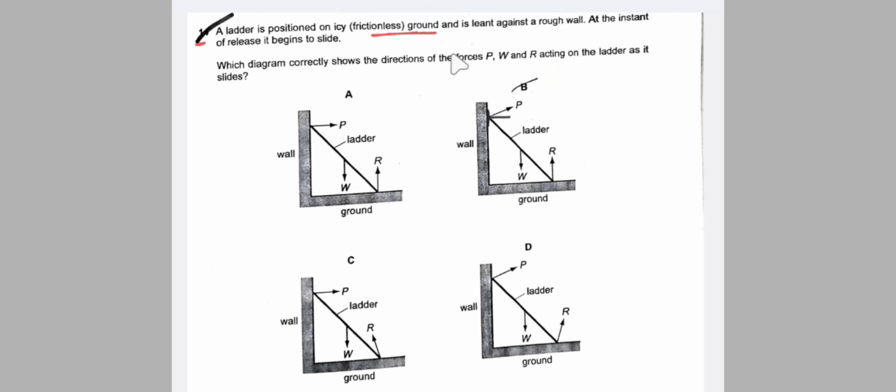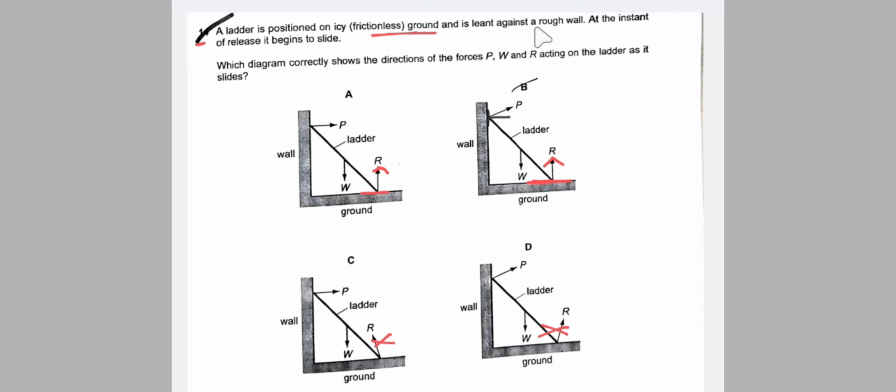The ladder is positioned on the icy frictionless ground. That means the ground has no friction. Since there is no friction, the only force acting by the ground is the normal reaction force, acting vertically upward. Therefore, answers C and D are wrong.